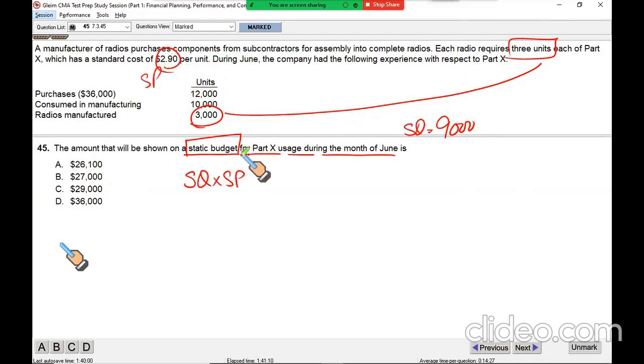So we need to calculate the static budget, just the static budget only. Standard quantity that we should have used for part X is 9,000. And the standard price is 2.9. So 9,000 times 2.9 gives you 26,100. So this is the original static budget, which perfectly matches with your option A.